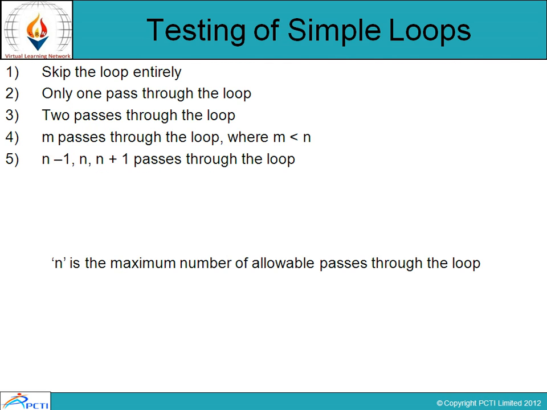Testing of simple loops is as follows: skip the loop entirely, only one pass through the loop, 2 passes through the loop, m passes through the loop where m is less than n minus 1, and n minus 1, n, and n plus 1 passes through the loop, where n is the maximum number of passes allowed. Similar testing of loops is made according to the numbers m and n.